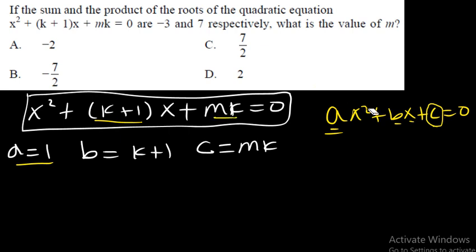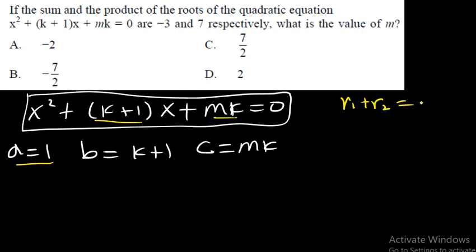But what's given? That's the main important thing. Given the sum of the roots. If the sum and the product of the roots of this quadratic equation are given to us, the sum means r1 plus r2, which is given to us as -3. Every quadratic equation may have 2 roots, or it may have 1 root. It depends. So this time it has 2 roots.